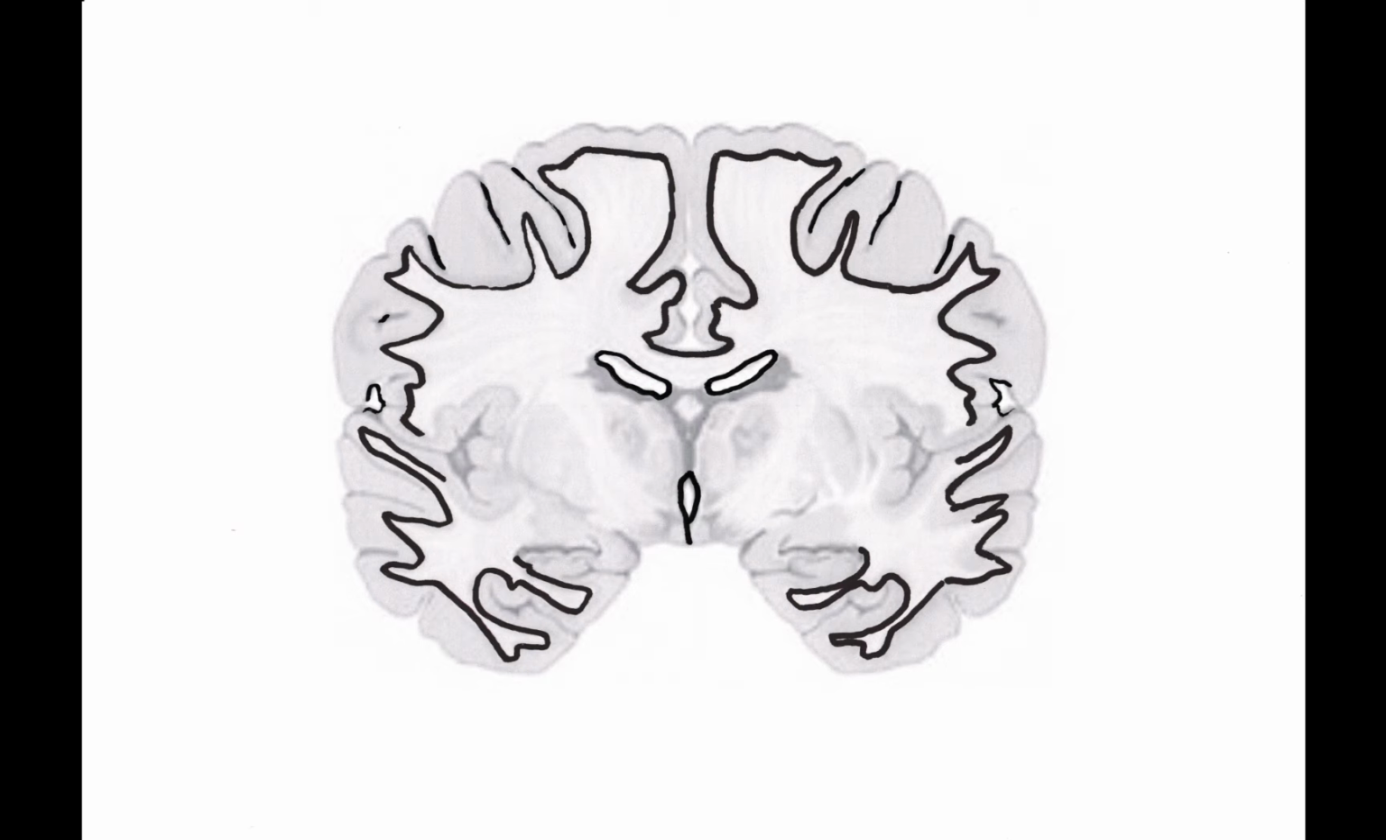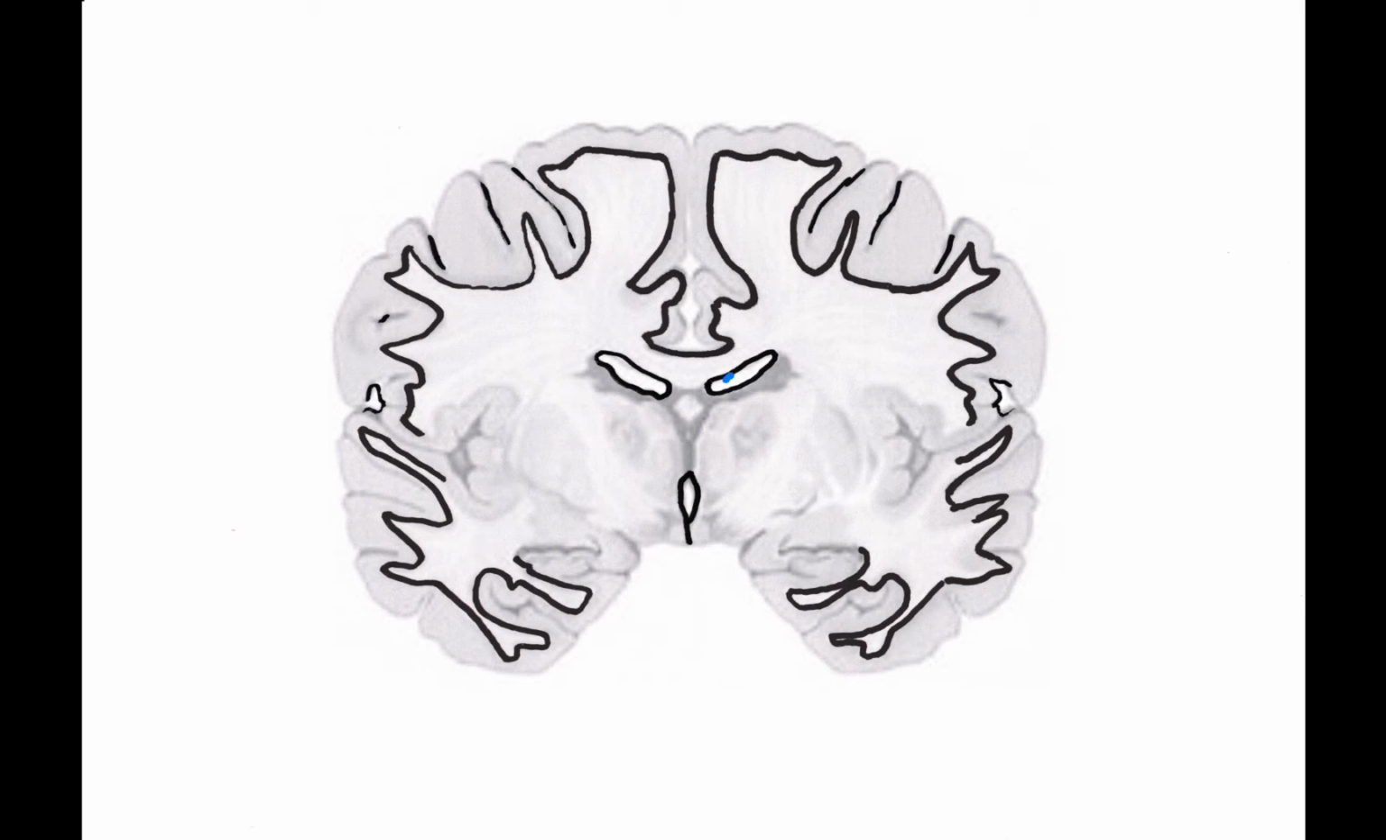So what is basal ganglia? Basal ganglia is a group of interconnected structures below the cortex in the brain. Basal ganglia includes a caudate nucleus, a lentiform nucleus, a subthalamic nucleus, and a substantia nigra.